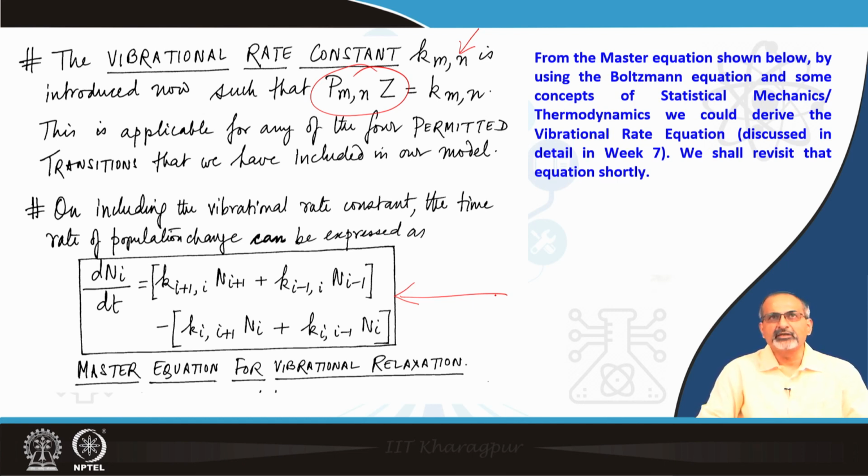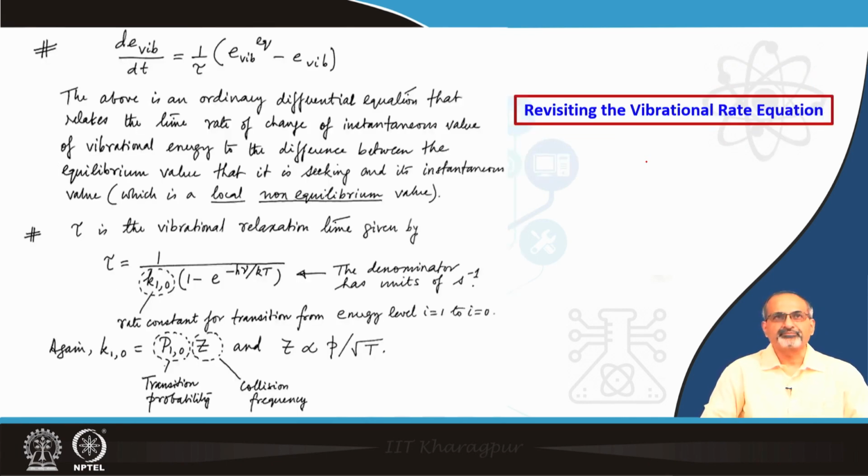Now, from the master equation shown below, by using the Boltzmann equation and some concepts of statistical mechanics and thermodynamics, we can derive the final form of the vibrational rate equation. We had discussed it in detail in week 7. So, if you do not recall very well, you should go back to the week 7 lectures once again and revisit. Here we are going to do it very briefly.